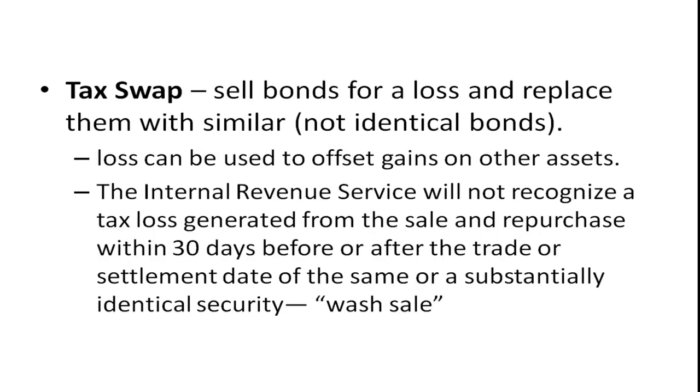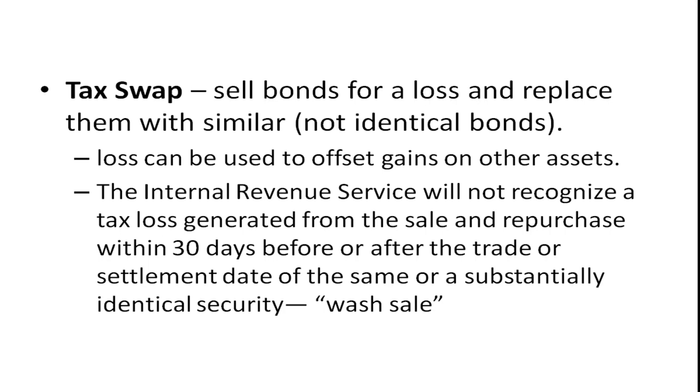Okay, the last thing to mention is what's known as a tax swap. In this case, you sell bonds for a loss and you replace them with similar but not identical bonds. And this is the case where you may have a gain on some asset, your stock portfolio, and what you want to do is sell something at a loss so that you can offset those gains with losses.